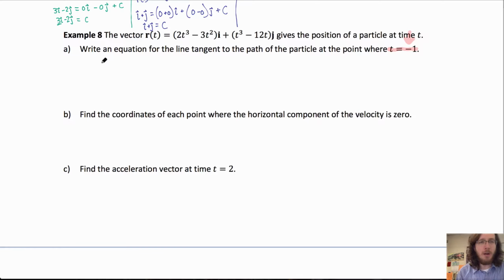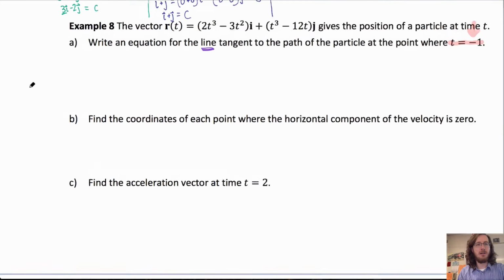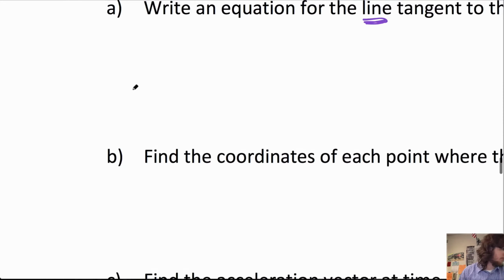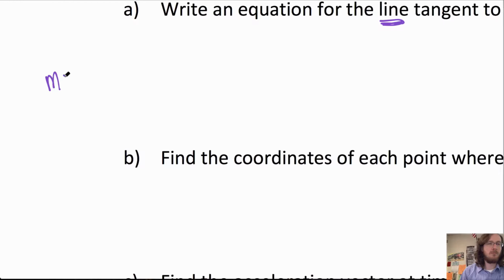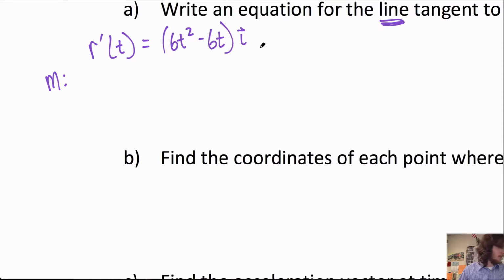Great, all right, so for an equation for the line, again, linear equation, the two things we need are a slope and a point. Okay, so let's start by looking for our slope. To find our slope, we need to find our derivative function. Okay, so derivative of that r of t function, we're going to get 6t squared minus 6t for our a value, and for our b value, we're going to get 3t squared minus 12. Again, just using the power rule, taking simple derivatives.